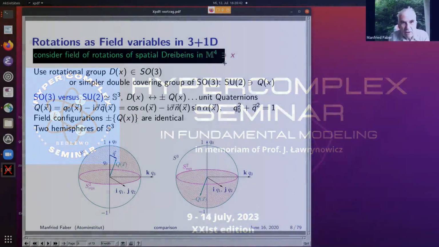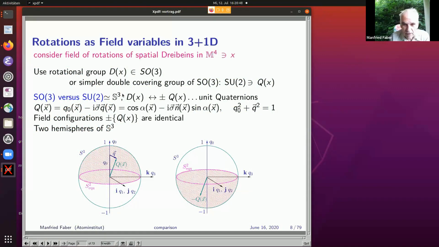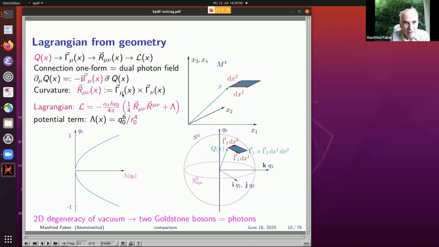So we have a field of rotations of spatial Dreibeins in M4. That's what we treat. And then we have a Lagrangian, which looks like this. The rotations we describe by quaternion Q, and we derive the tangential field gamma mu and the curvature tensor R mu, and we get a Lagrangian. That's the model. So very simple, only 3 degrees of freedom in space-time.